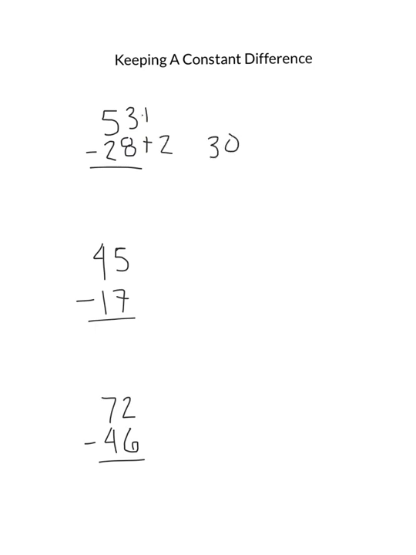30. 53 plus 2, because we want to keep a constant difference between the two numbers. So if we add 2, we have to add 2. So that's 55.